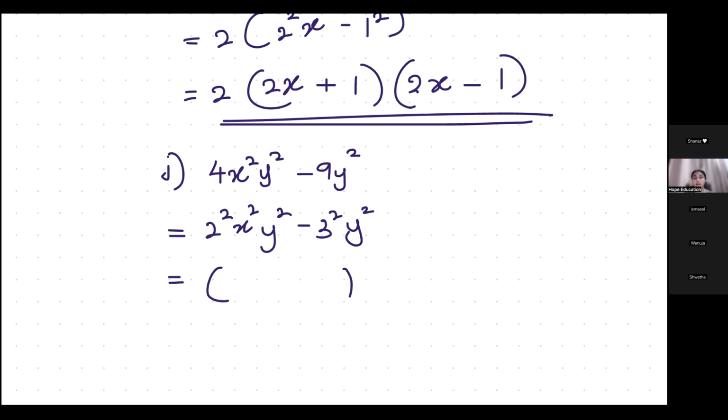Okay, I'm sorry. All right. So here we open 2 brackets. From 2 squared, one 2 comes here and the other 2 comes here. From x squared, one x comes here, the other x comes here. From y squared, one y comes here, the other y comes here. Then from 3 squared, one 3 comes here, the other one comes here, with y squared, and we put plus and minus. Is this clear?